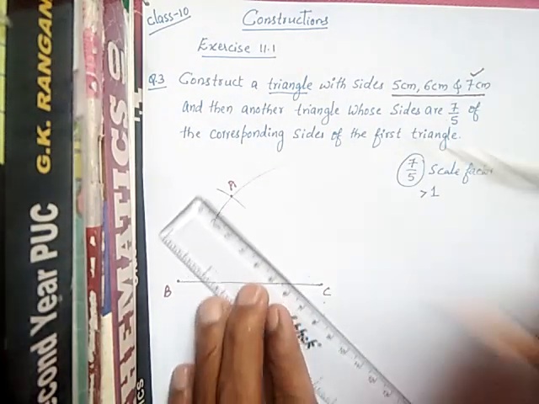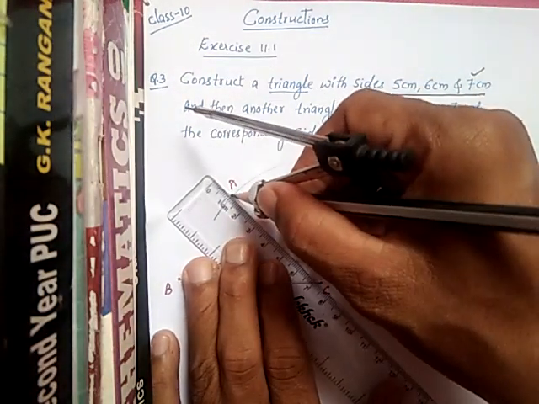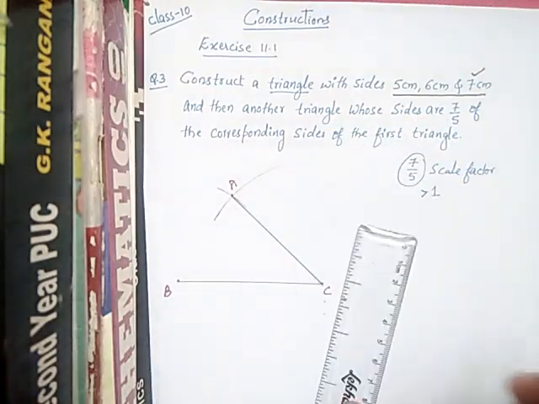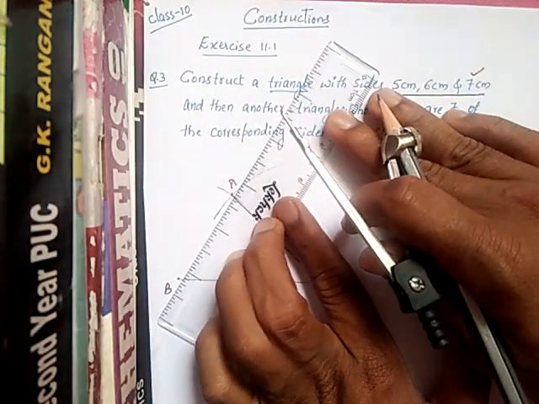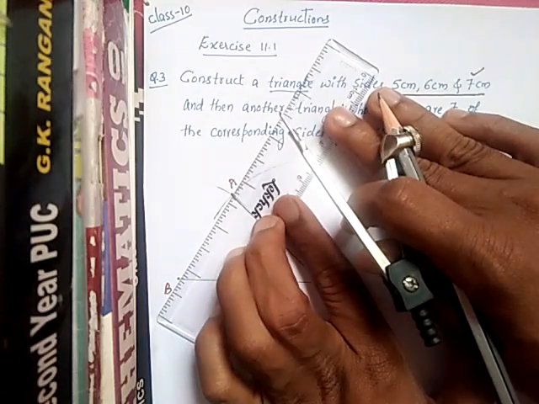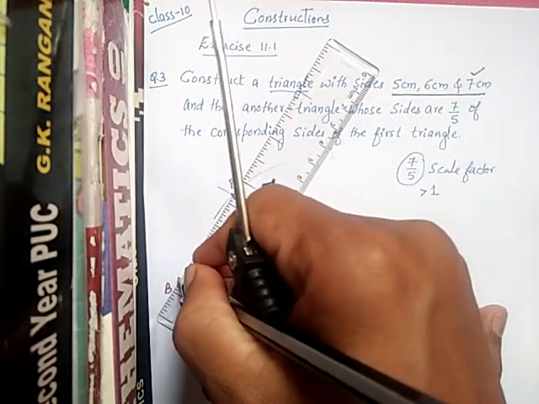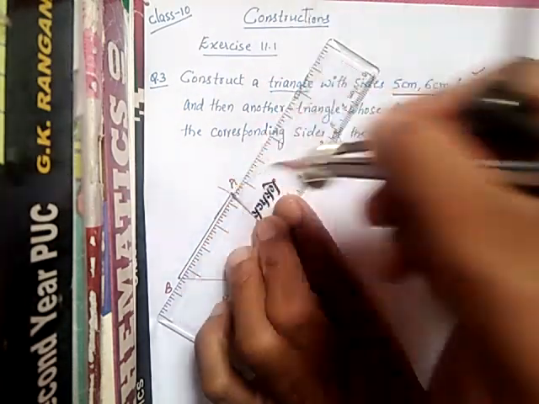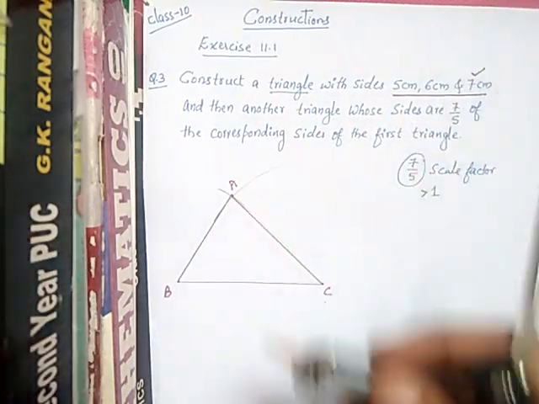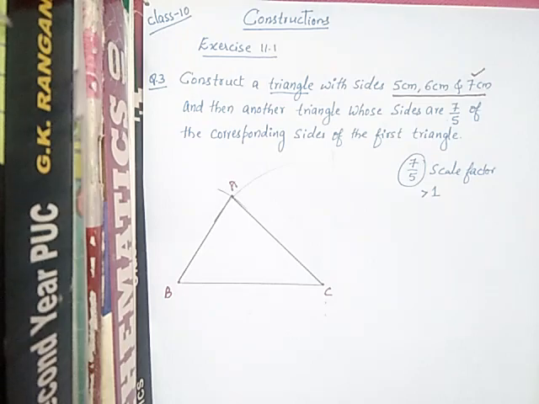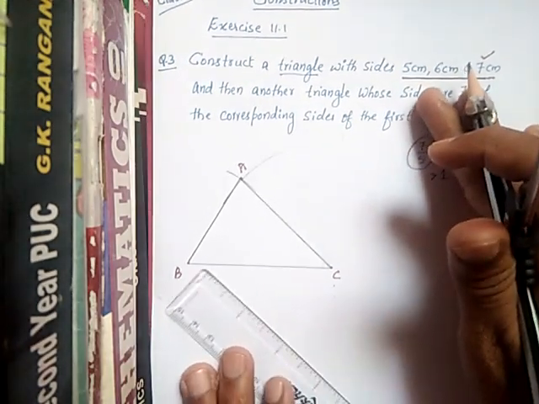Now you can join A to C, A to C. Next you can join from here to here, that is B to C. Here B to C you can join. After joining this, you will get a triangle. Next from B you have to draw an acute angle of any degree.